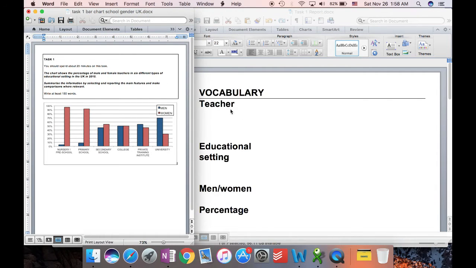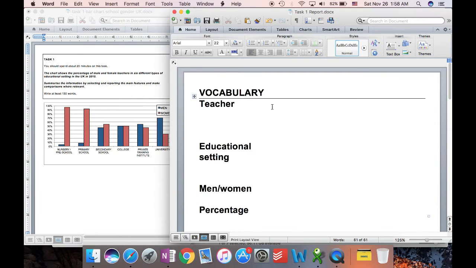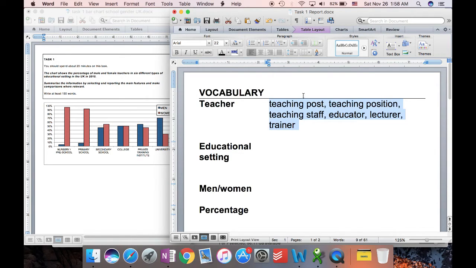Before I even write, let's think about some vocabulary. Now, there are some words that appear in the task question. So the word teacher, talks about male and female teachers. What synonyms or near synonyms can you think of for the word teacher? Here's a few of them you could think of. Teaching post, teaching position, teaching staff. So you don't have to talk about teacher all the time. You could talk about teaching staff, male and female teaching staff.